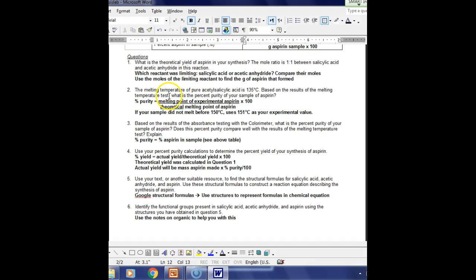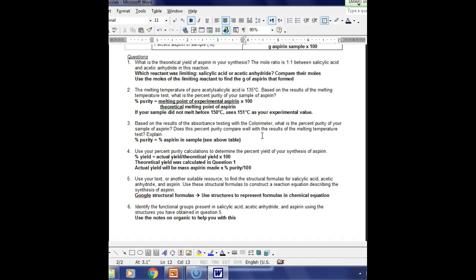Next, you're asked to look at your melting temperatures to look at the percent purity of your sample. You're going to evaluate that by taking the melting point of your tested aspirin, the average value, dividing it by the theoretical one, which was given to you up here in number 2. And I think one group did not get their sample to melt before 150, so for you all, I want you to use 151 as your experimental value.